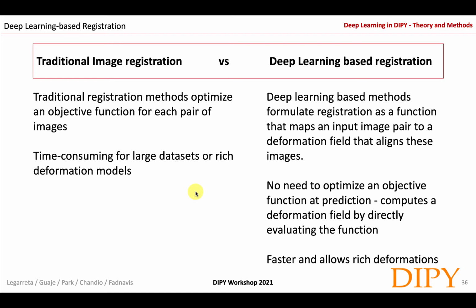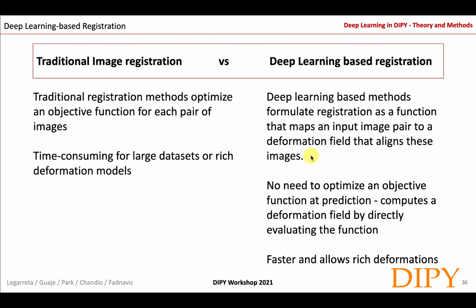Let's look at the differences between traditional image registration and deep learning based registration. Traditional image registration methods optimize an objective function for each pair of images, which could be time consuming for large datasets or when we want rich deformations.